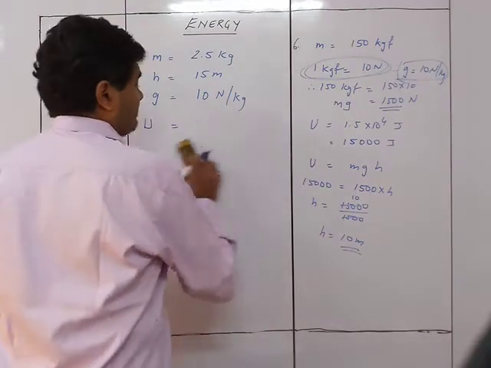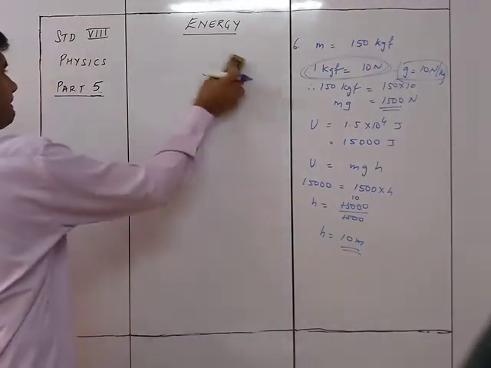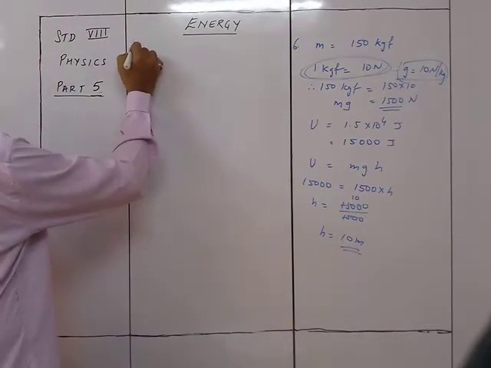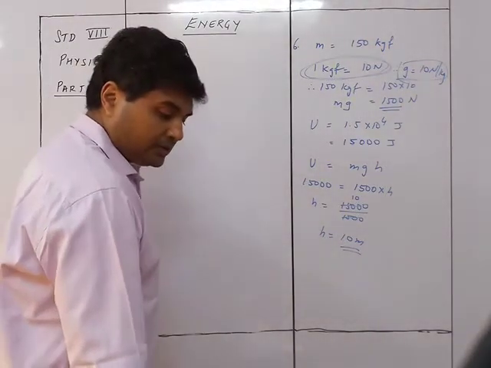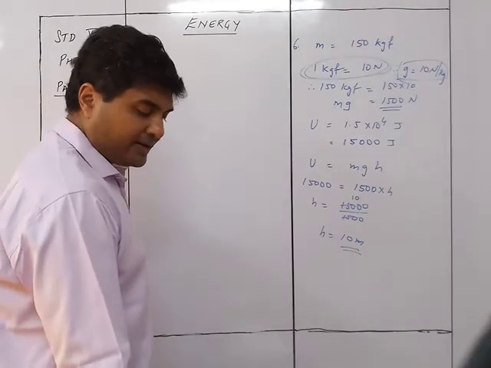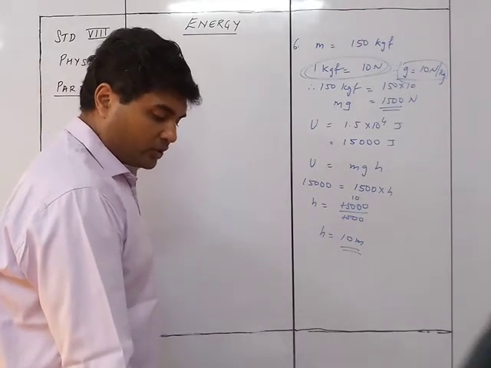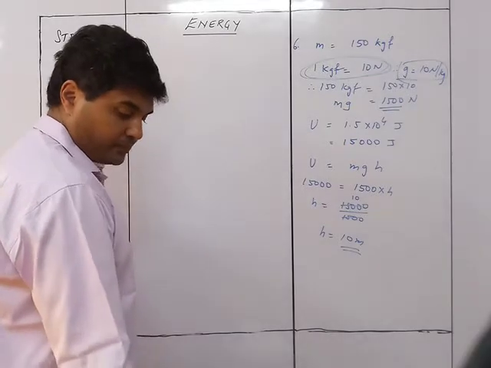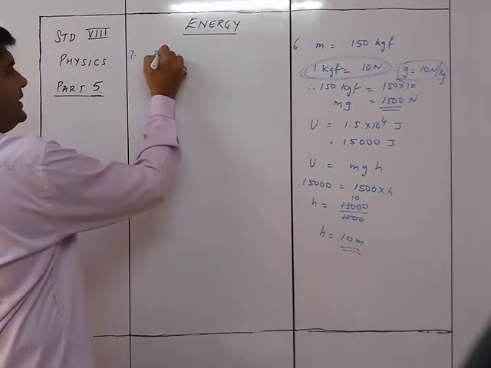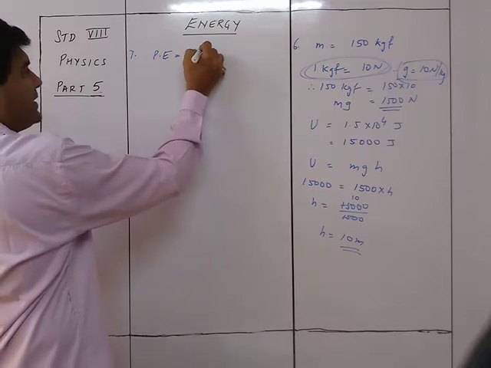We move on to sum number 7. The potential energy of a body of mass 0.5 kg increases by 100 joule when it is taken to the top of a tower from the ground. So there is an increase in the potential energy. The potential energy is equal to 100 joule.